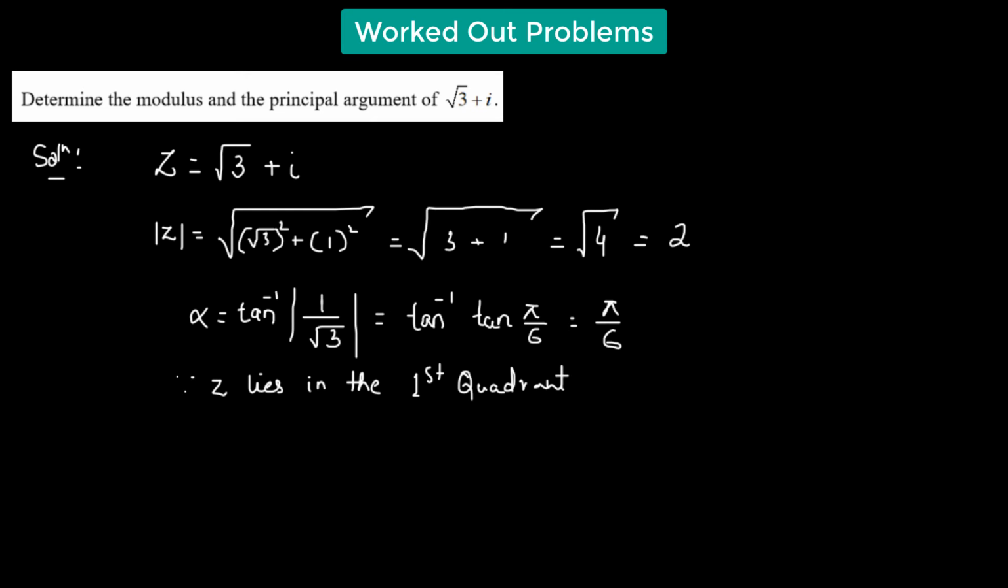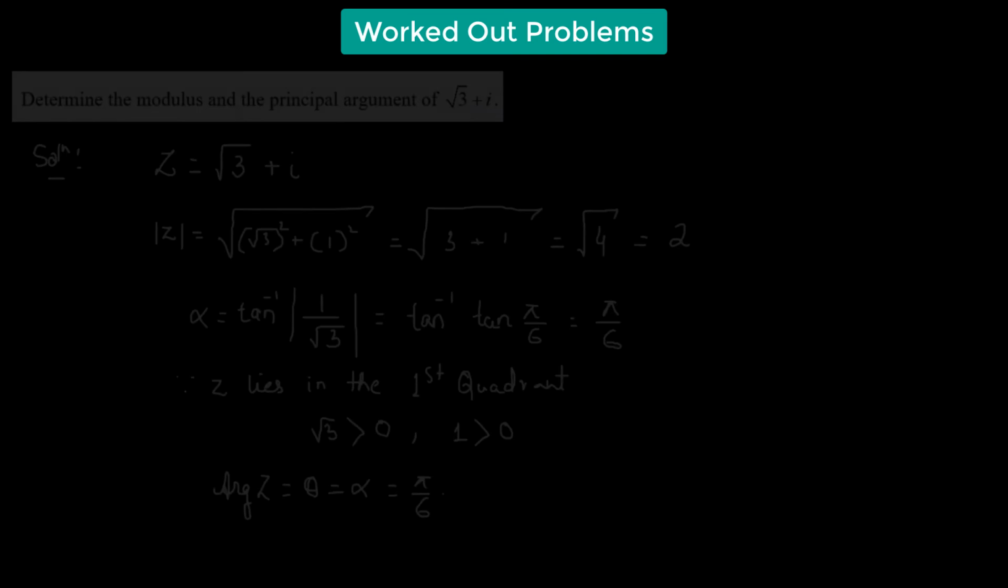Since z lies in the 1st quadrant, without even drawing our complex number on the Argand plane, we can say that our complex number z lies in the 1st quadrant because the real part is greater than 0, and so is the imaginary part. So in that case, the argument of the complex number is simply going to be equal to alpha. So we have 30 degrees, or π/6. Let's move on to the next question.